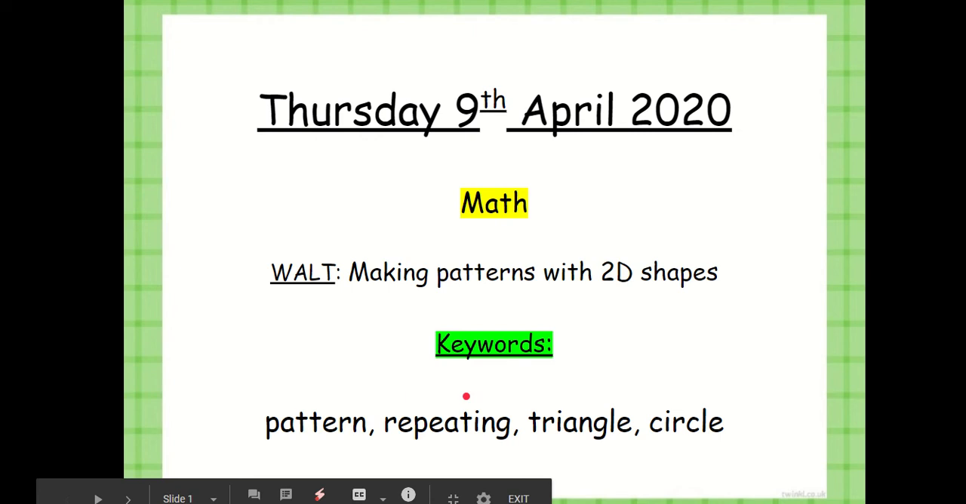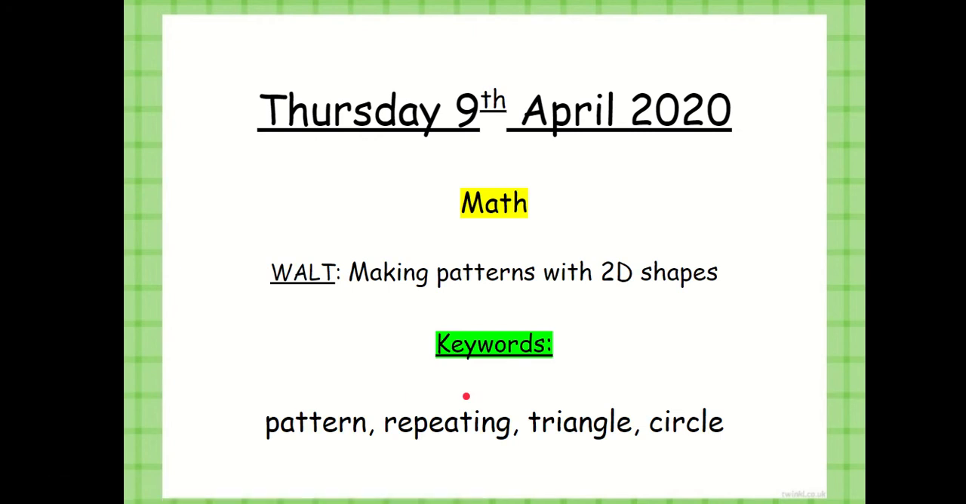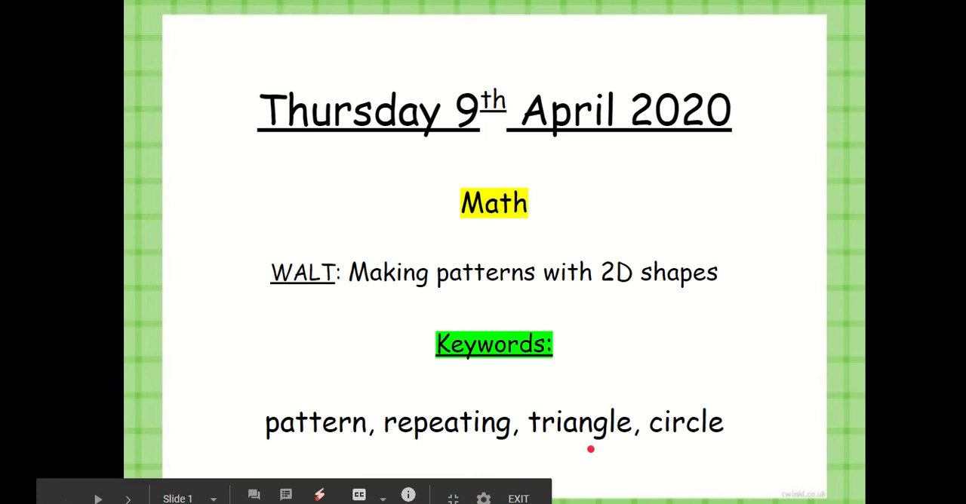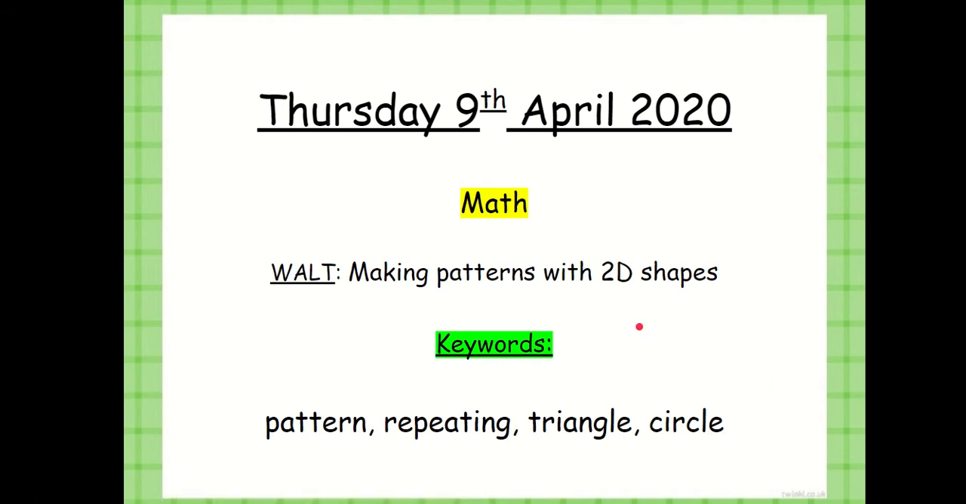Repeating or repeated is something that is done or occurred several times in the same way. A triangle is a 2D shape that has 3 sides. And a circle, all of you know what a circle is.